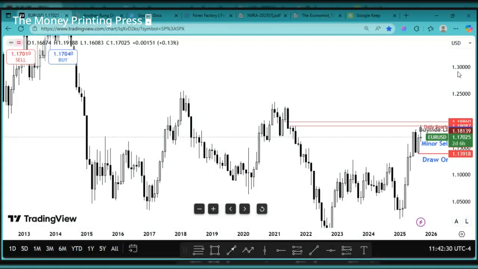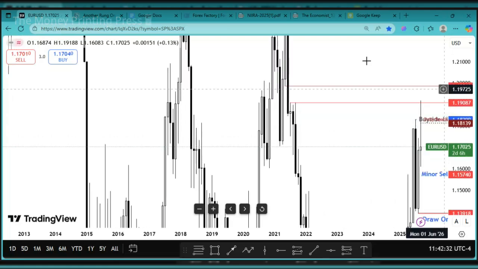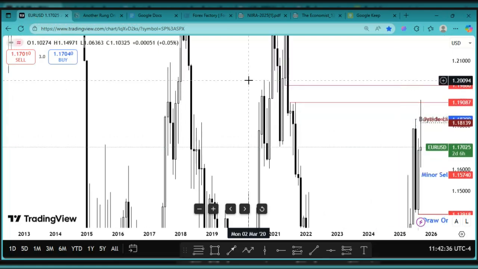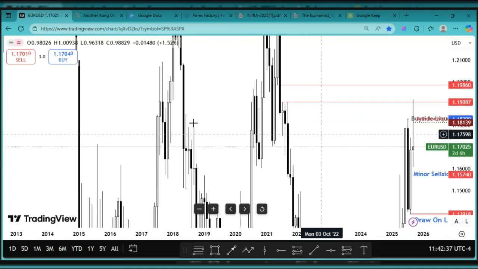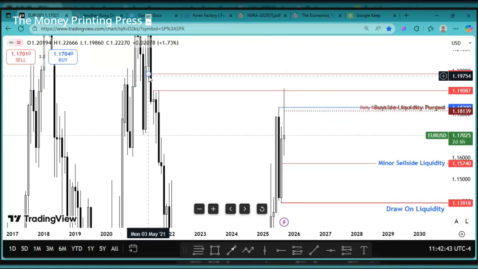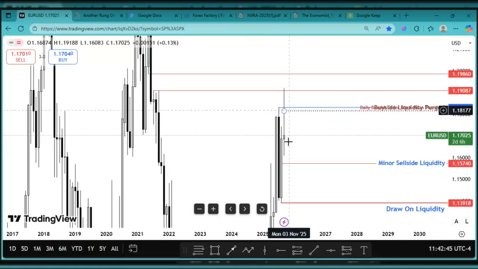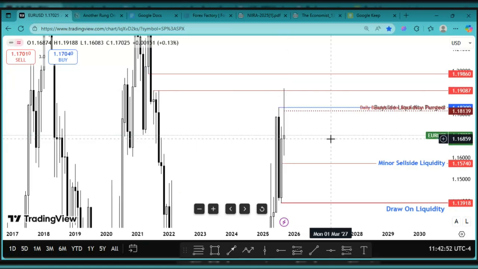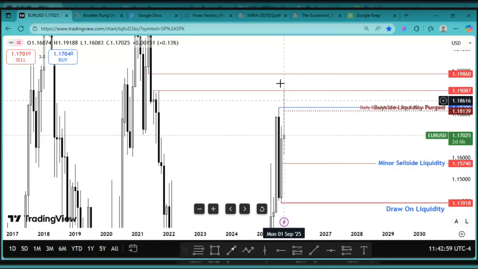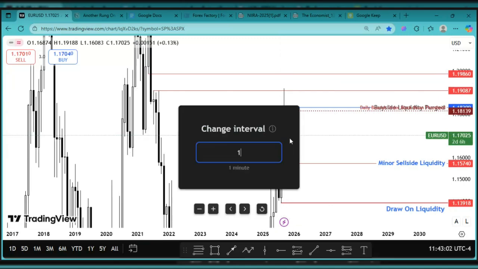Exactly. Now, if you look at this, this right here is an imbalance, this gap here. So we had price trade up here. We are now on the 1 month time frame. Each candlestick here represents 1 month. You can clearly see that price traded into here and then rejected lower. So let's go to the daily time frame and see what really happened.